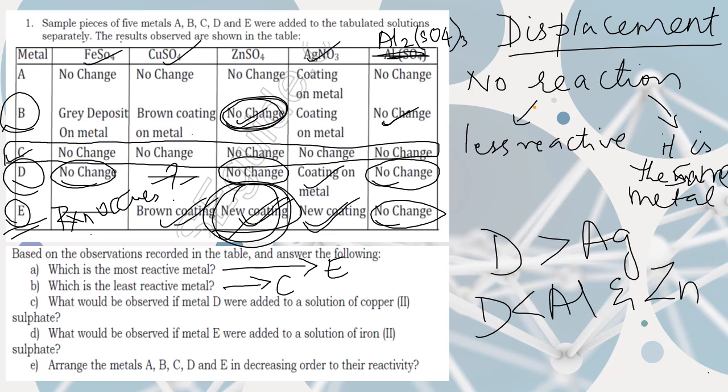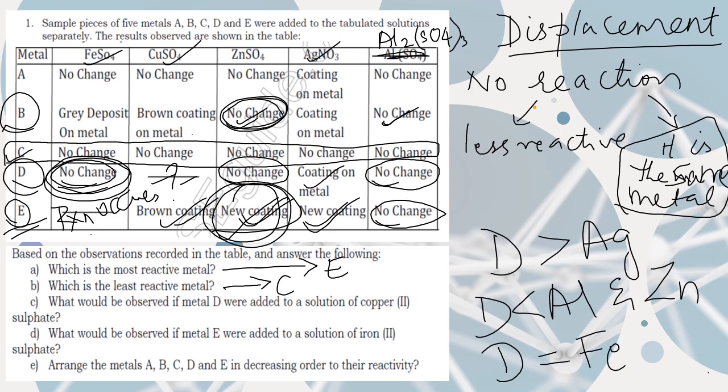So metal D is not showing any change in ferrous sulfate because it is the same metal. Metal D is iron. That is why it is not showing any change in ferrous sulfate. Iron in iron sulfate shows no change. So metal D can displace copper from copper sulfate. Hence there will be a reaction.